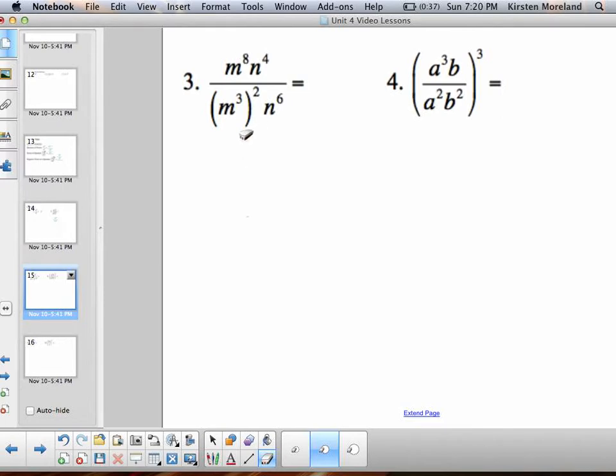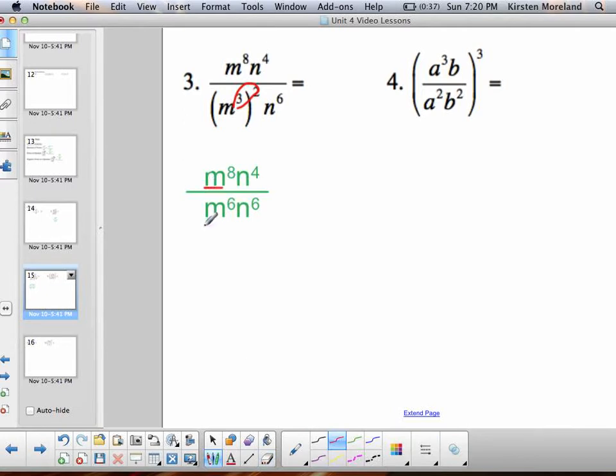Right, this one I have a couple steps to do before I can combine. The top I don't have anything to do, but that bottom here, I need to multiply those two together because it's a power to a power from last lesson. So I get m to the 6th instead of m to the 3rd to the 2nd. And the n to the 6th I didn't do anything with. Now I can start combining my like bases.